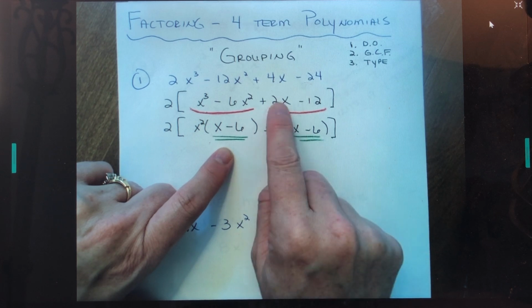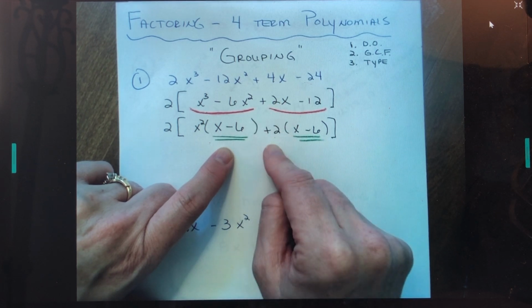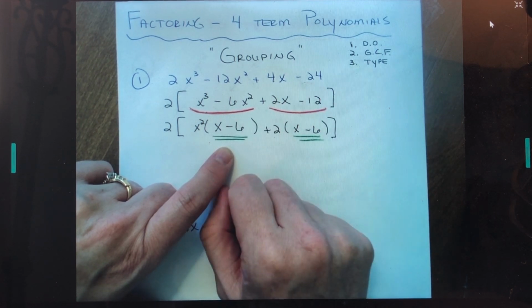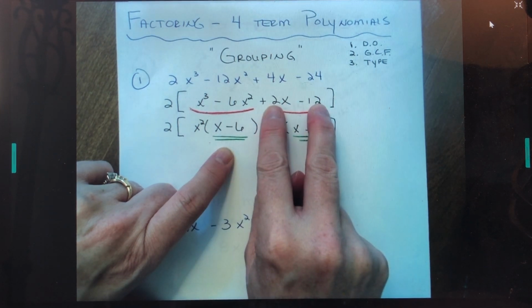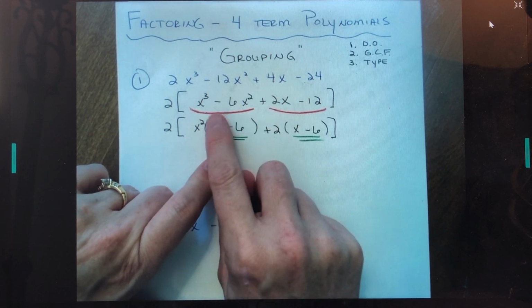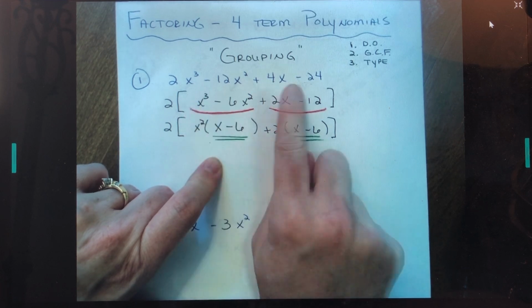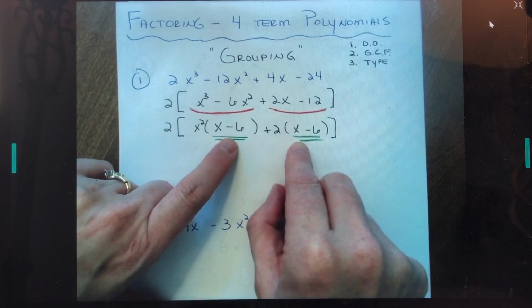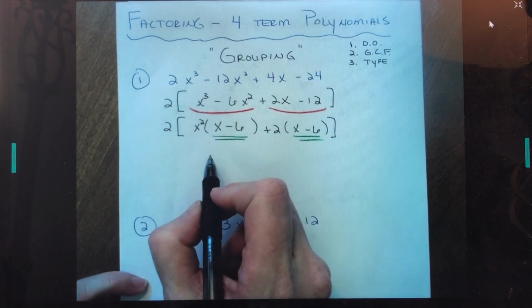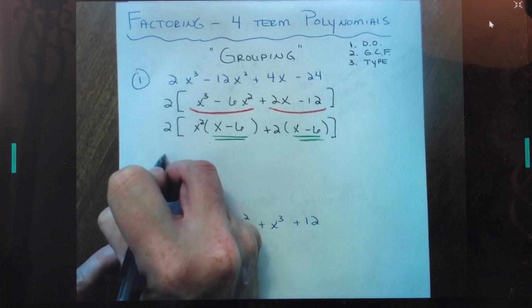Maybe you should have pulled out a negative and you didn't. Maybe you made a mistake. Maybe you didn't see that a 2 could come out. If this polynomial groups, these will match. And then what we do to complete the factorization, we're going to write it like this.